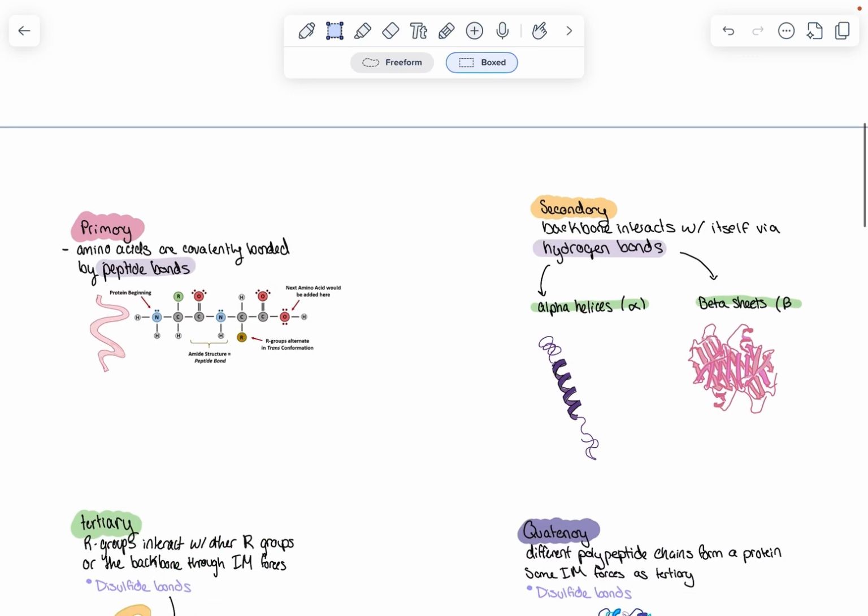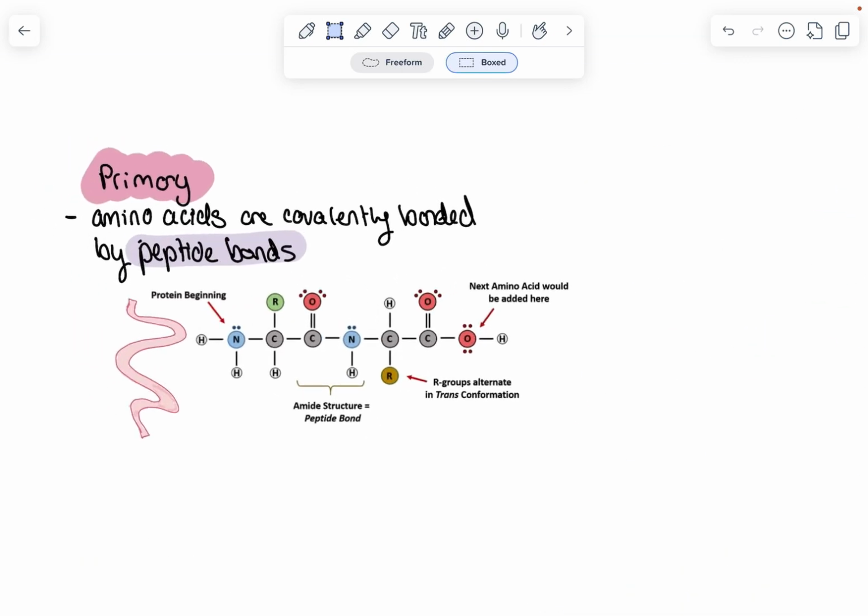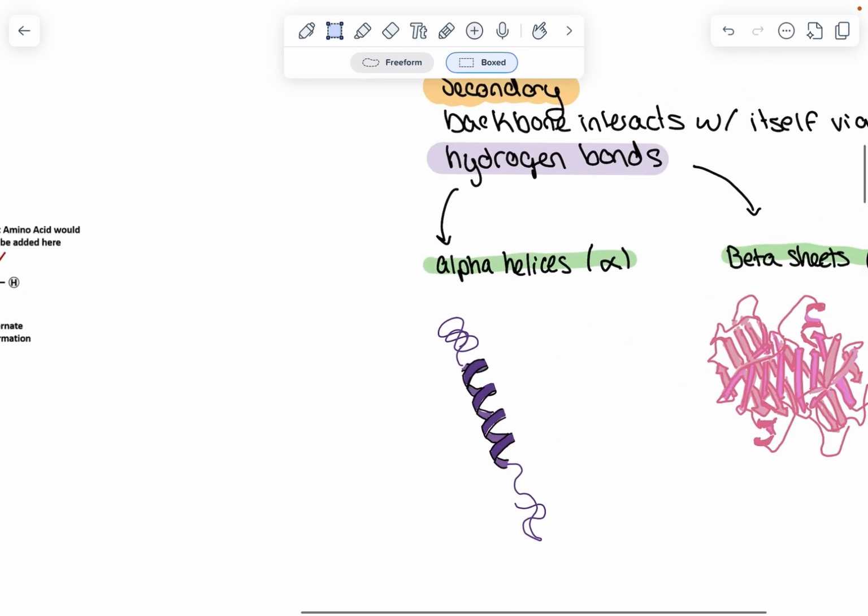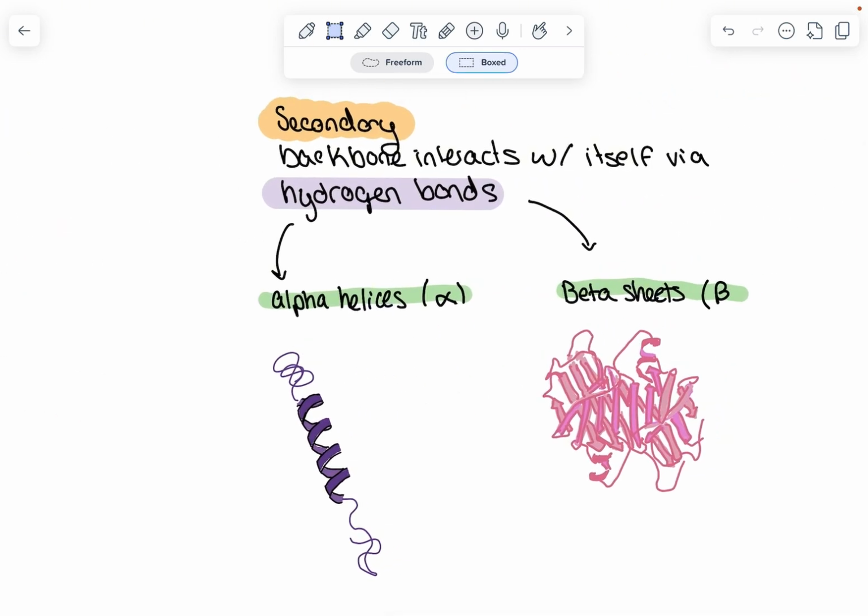The first structure type we have today is primary structure. This occurs by covalent peptide bonding between amino acid groups. The order of amino acids is important for primary structure. The next structure is secondary. This is a result of backbone interactions through hydrogen bonding. This repeating pattern results in either alpha helices or beta sheets.